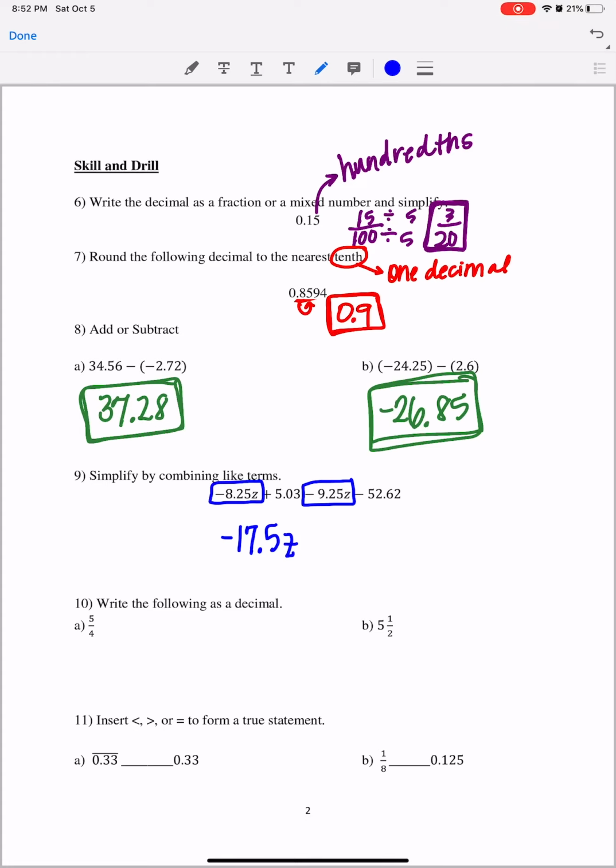And then combine your numbers without the variables. We have 5.03 minus, again keep the sign in front of it, minus 52.62. So put it in your calculator, and we get a negative 47.59.